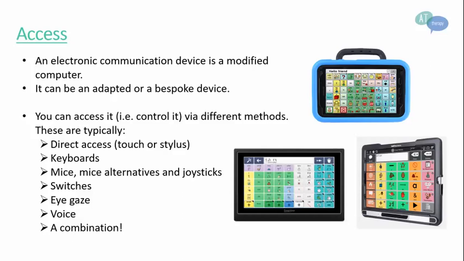So it's any of those hardware options, and then the access is how we're controlling it. So typically we've got direct access, so whether that's touch or using a stylus. It could be controlled using a keyboard, a mouse, or mice alternatives and joysticks, switches, Eyegaze, and voice. And then quite a lot of our users as well will use a combination of these or may change over time as well. So I want to be thinking about being quite flexible with access too.